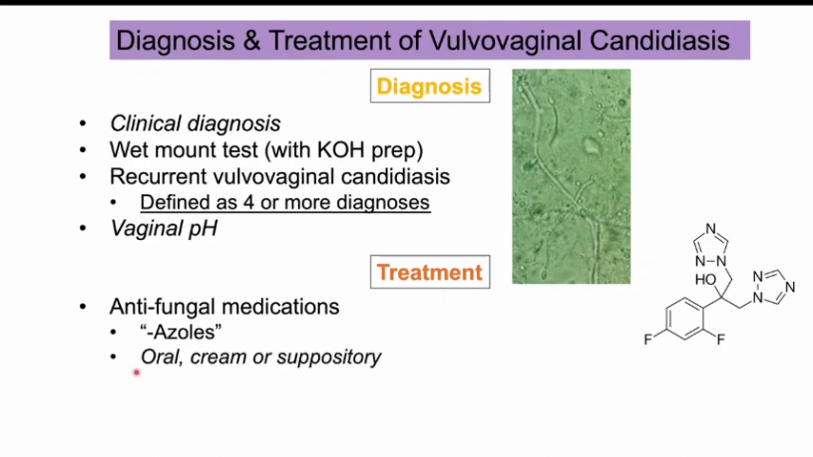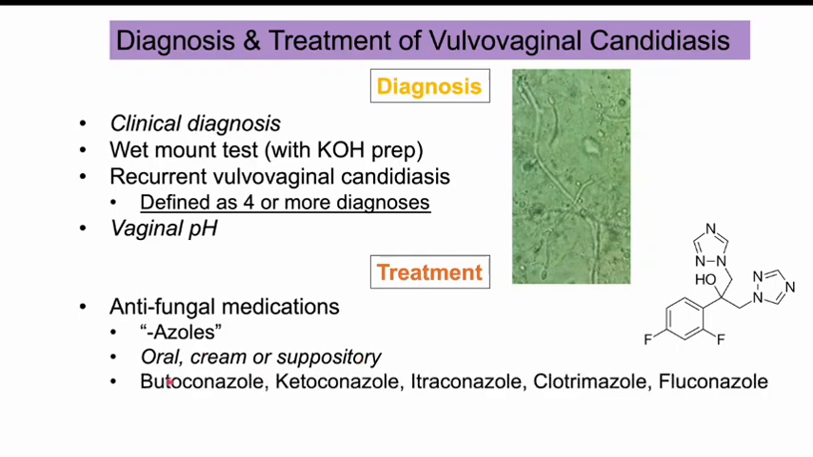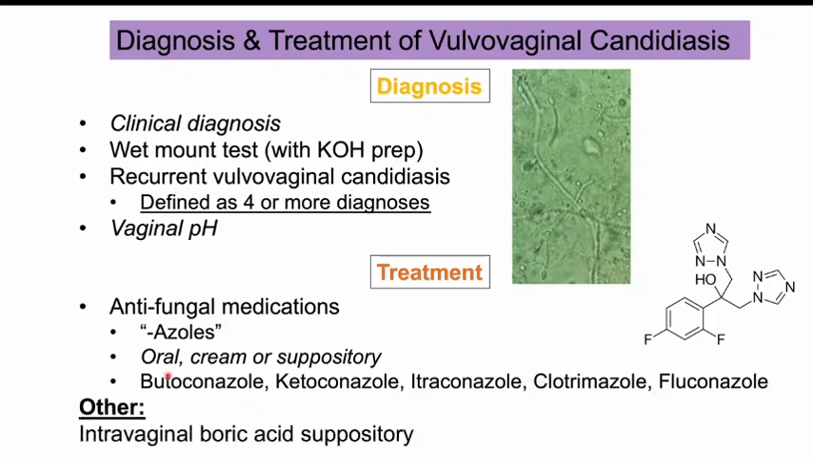Now, these medications can come in oral, cream, or suppository formulations, and there are many different medications. Again, they all have azole in their suffix, so some of them include butaconazole, ketoconazole, itraconazole, clotrimazole, and fluconazole. And some other treatment methods that are not often used include intravaginal boric acid suppository.